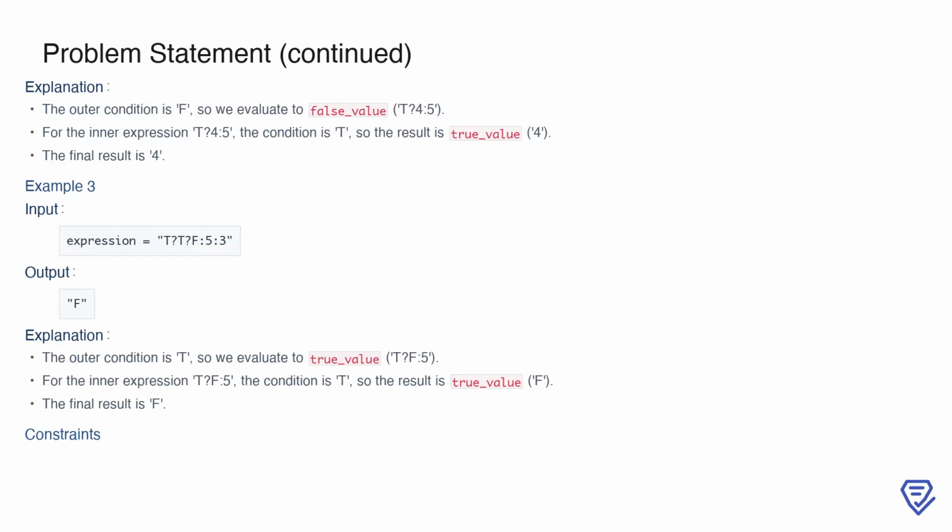In the third example, the expression is T?T?F:5:3. Here, the outermost condition is T, so we evaluate the true_value, which is the nested ternary expression T?F:5. In this inner expression, the condition is again T, meaning we evaluate its true_value, which is F. Therefore, the result of the entire expression is F. This example demonstrates how nested ternary expressions are resolved step by step, starting from the outermost condition and moving inward.